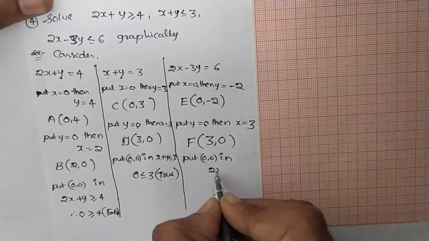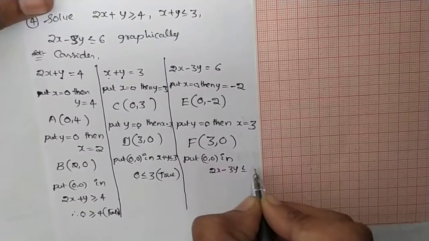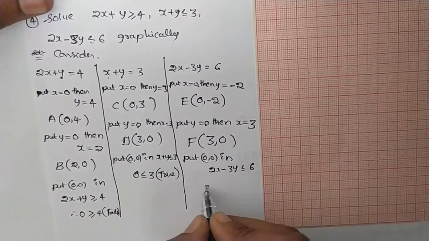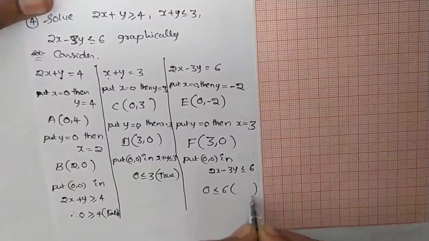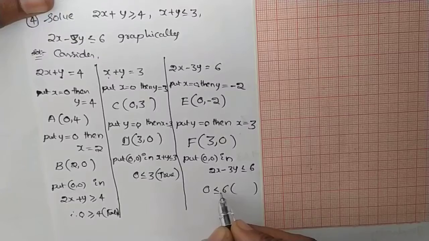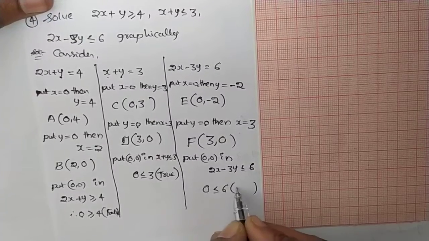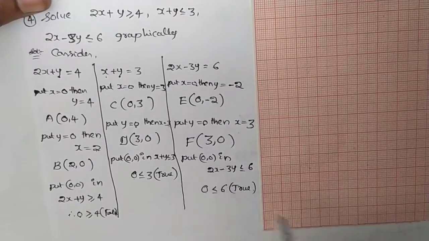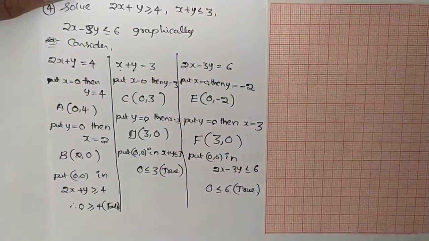equals to 6. 2x minus 3y is less than or equals to 6. 0 is less than or equal to 6. Is this true or false? 6 is more than 0. 6 is larger than 0. Is this true or false? Yes, it is true.